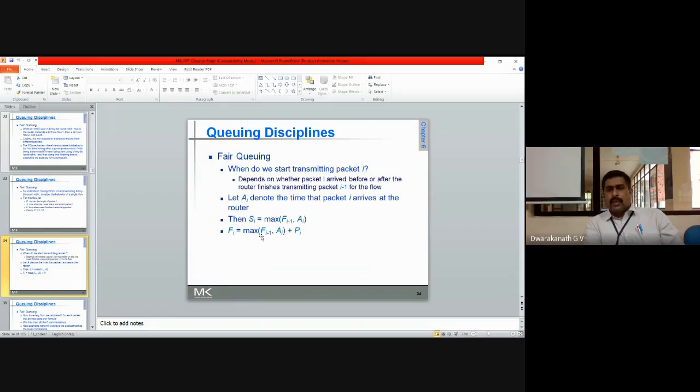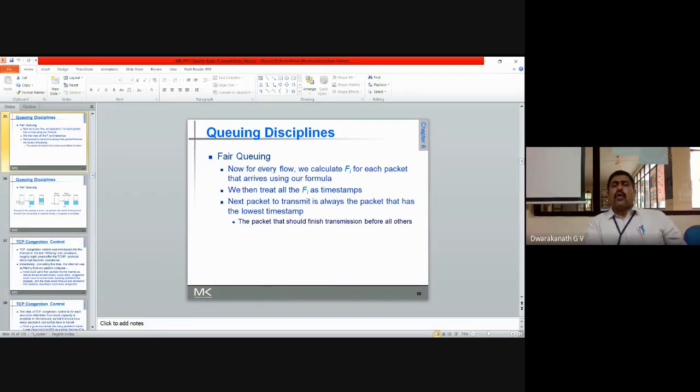The maximum of Fi minus I, this one means SI here, what we have taken as the 11th second plus packet size. What is the packet size? Assume 1 second for 1 byte, just for the sake of it. So assume that some 1000 bytes are there, then 1000 seconds it will take. So 11 plus 1000, if you take that into consideration, 1011 will be taken into consideration. That is the finish time.